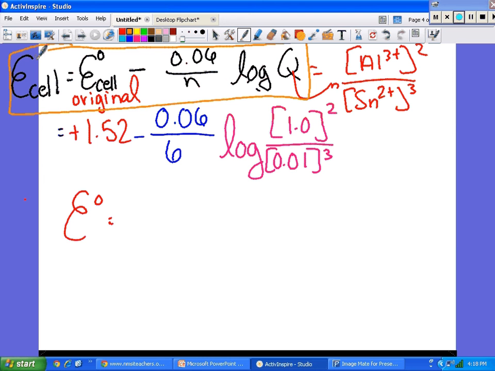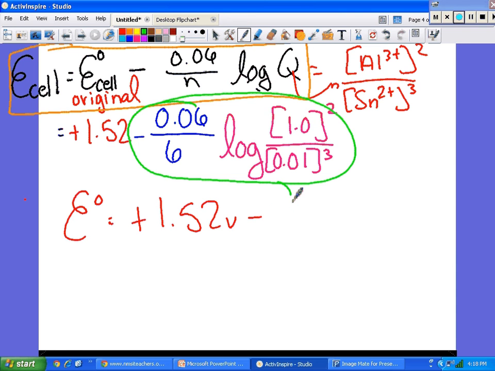So when you do this math, I'm just going to show you how they broke it down on the key. 1.52 volts minus all of this right here equaled 0.0592 volts. And so the answer was 1.46 volts. This is E cell.